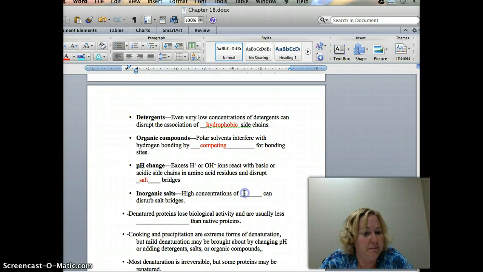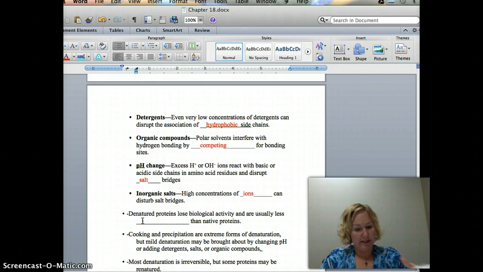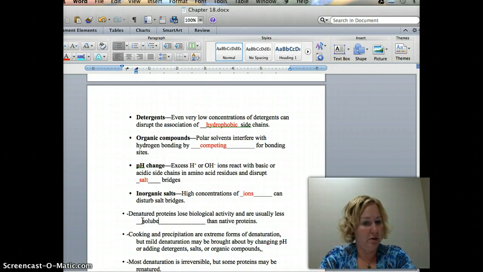Inorganic salts. A high concentration of salt, a high concentration of ions, can disrupt the salt bridges. So the salt bridges are really important. We talked about that in secondary and tertiary structure. Denatured proteins lose biological activity and are usually less soluble.